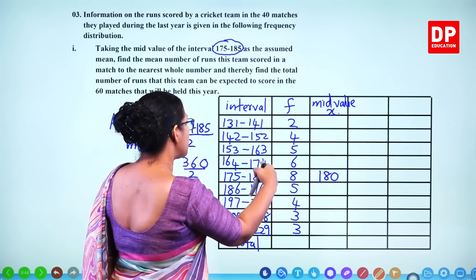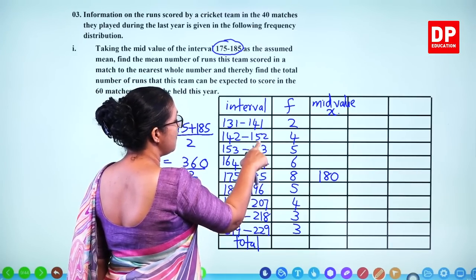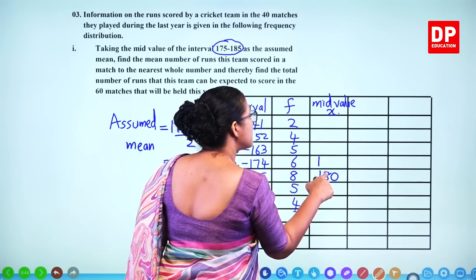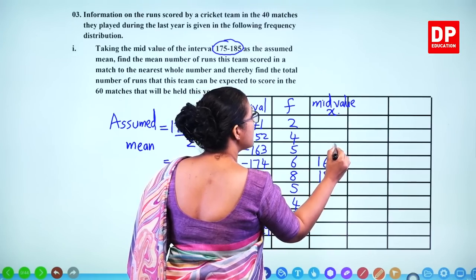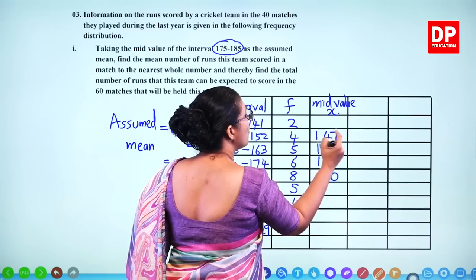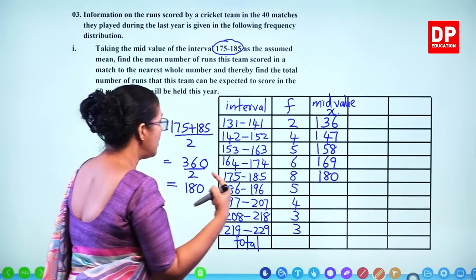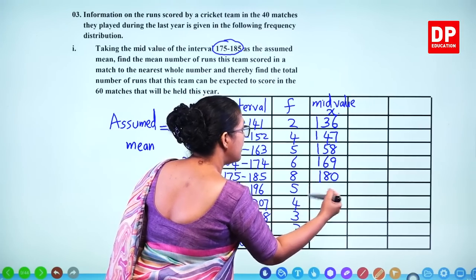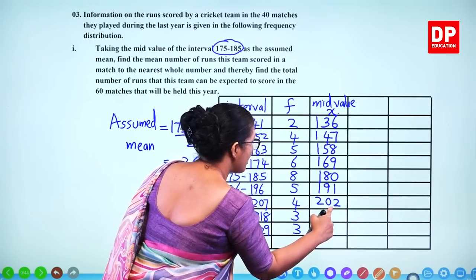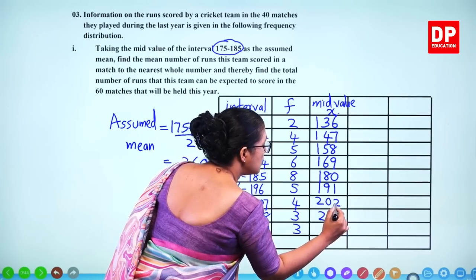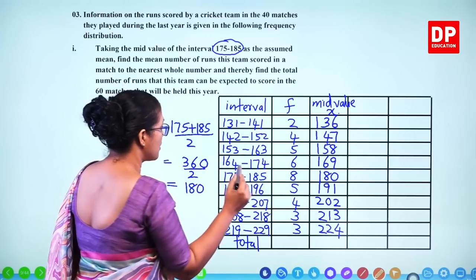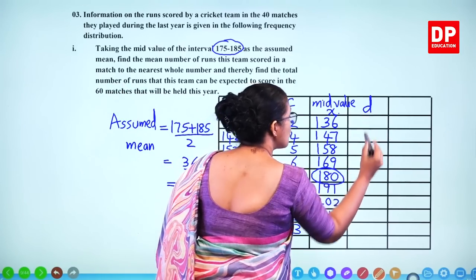And here the difference is 11. 185 and 174, 11 is the difference. So you have to subtract 11. So 169. Then subtract 11, you get 158. Then subtract 11, you get 147. Again, this one becomes 136. Now here, add 11: 191. When you add 11, 202, add 11 here, 213, 224. Now we can find out, this is the assumed mean, so the deviation becomes 0.